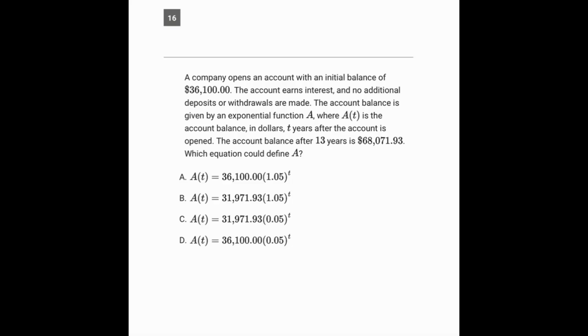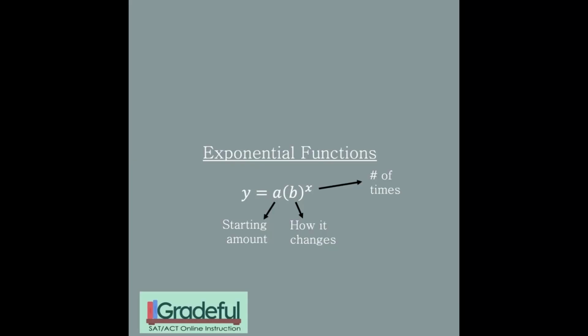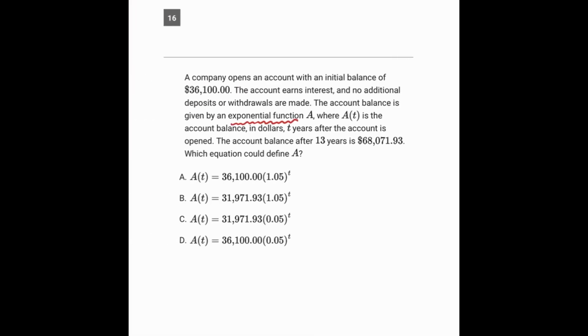Now going to question 16, this question is quizzing us on our understanding of exponential functions, and you definitely want to be able to recite off of memory the 3 elements of this equation. If you have something in the format of a times b to the x, you need to know that the a is the starting amount, the b is the way it changes, and the x is the number of times that happens. So coming back over here, we know it's an exponential because they're telling us it is.